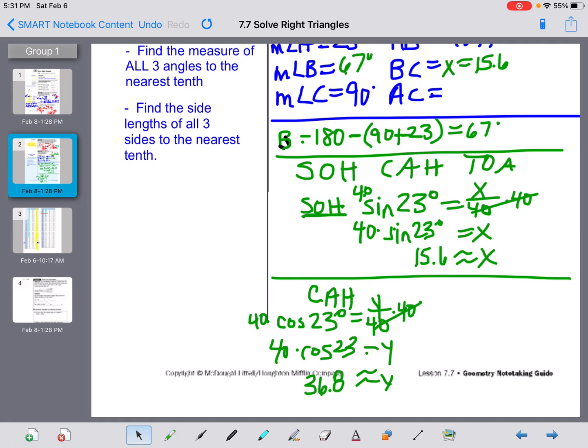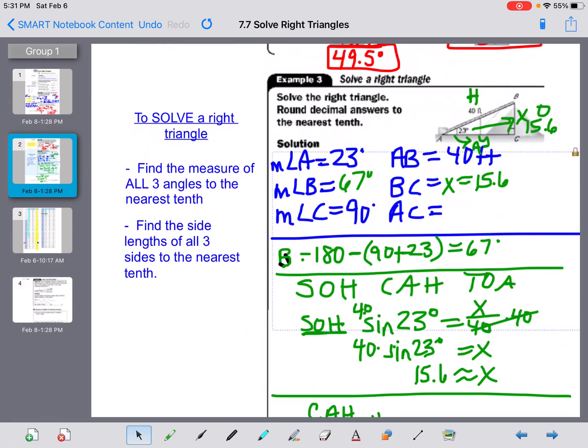So let me come label that up here, 36.8. That was my y, and I got 36.8. I'm going to put it up here. Okay, quick reminder, that angle up there was 67. So, did I solve my triangle? Yes, I have all 6 answers.